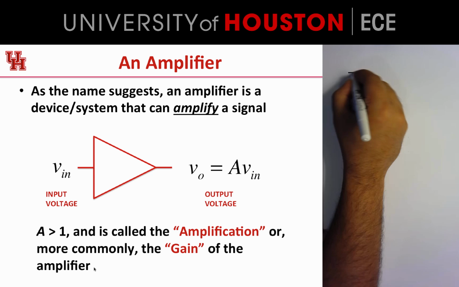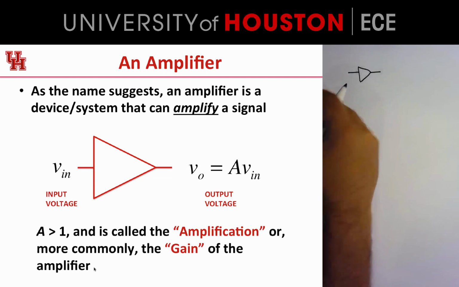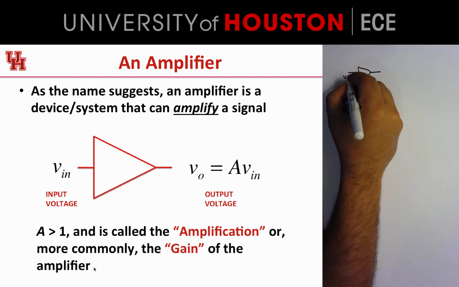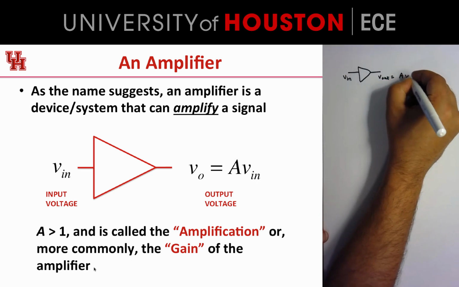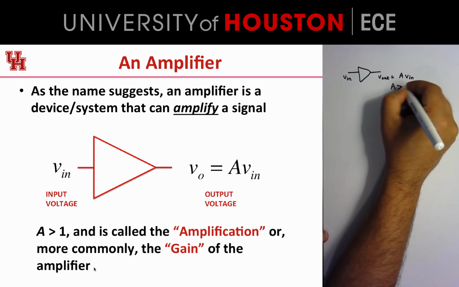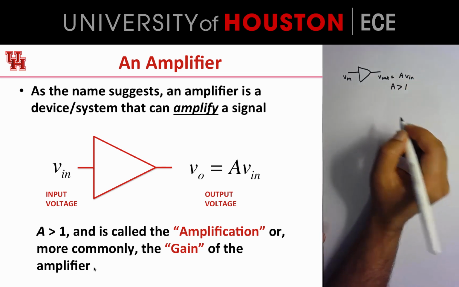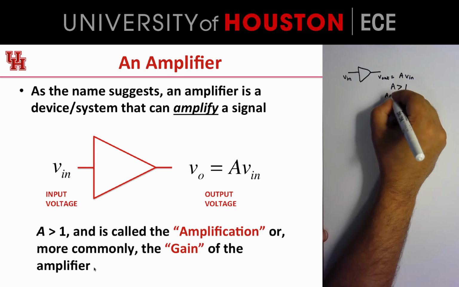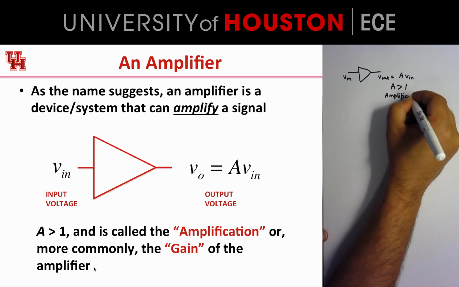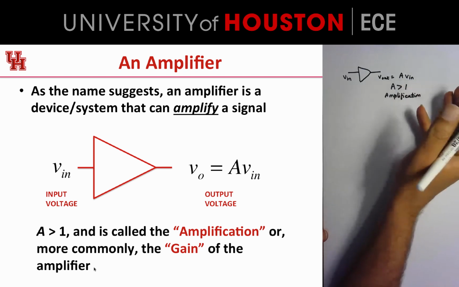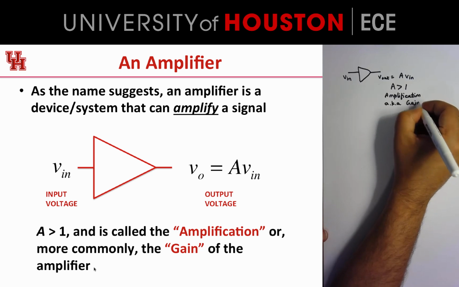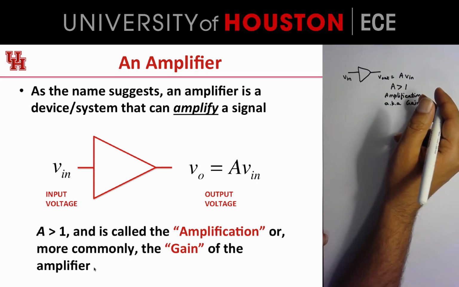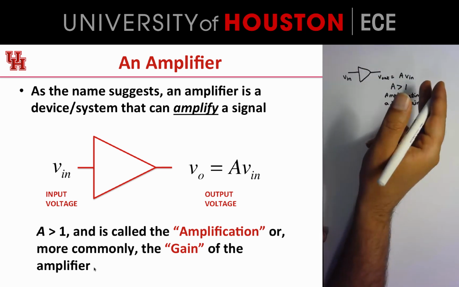So let's start off with the basic concept of an amplifier. As the name suggests, an amplifier is a device that can amplify a signal. In other words, it can strengthen the signal. So if you have an input voltage V in, it has an output voltage V out that's some number A times V in, and we expect this number A to be more than 1. This number A is what we call the amplification factor, or more commonly, the gain. So the gain of the amplifier is the number by which it multiplies the input.